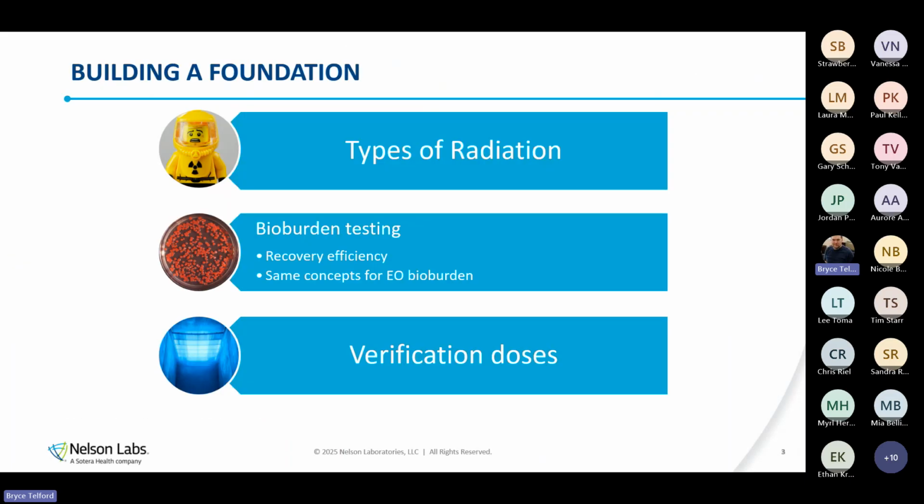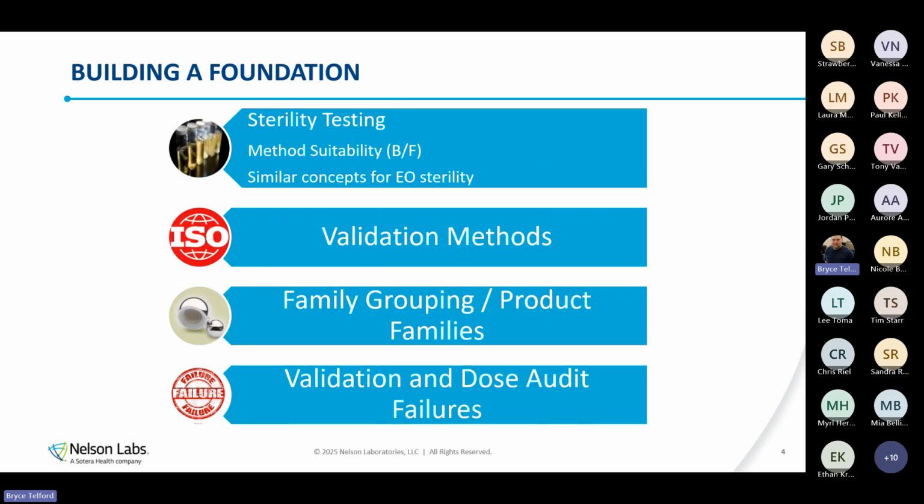So, let's talk about what we're going to go over in this module. We're going to talk first on building a foundation. So, we're going to talk about our types of radiation. And then we are going to talk some more about bioburden testing, especially the recovery efficiency. And then we are going to talk about our verification doses. What are they? What do they mean? And what are they for? We're also going to talk about sterility testing, and we're going to go into a little bit more detail on the method suitability and the B/F testing so that we can tie that together.